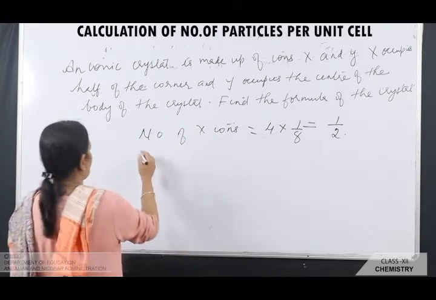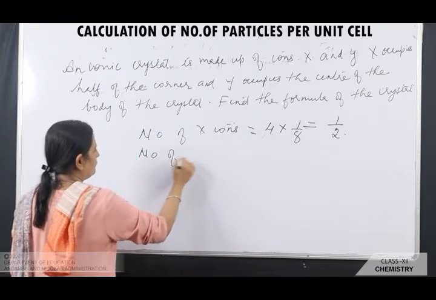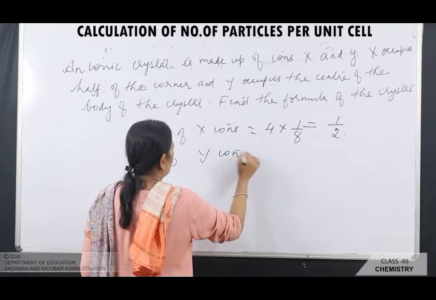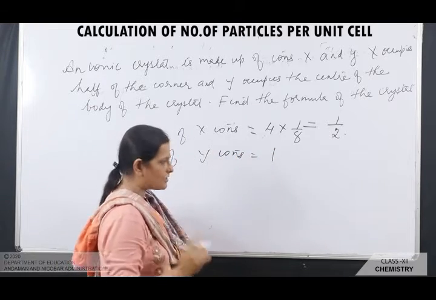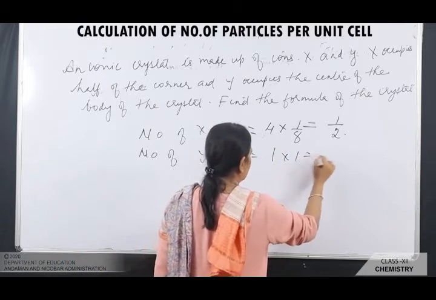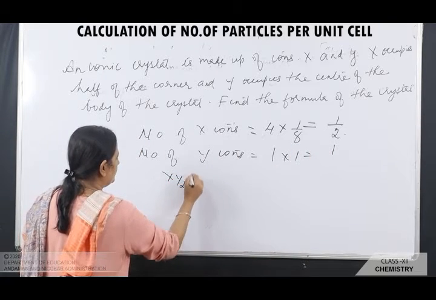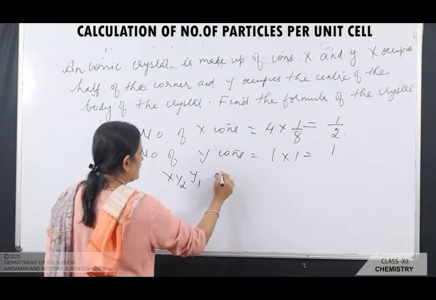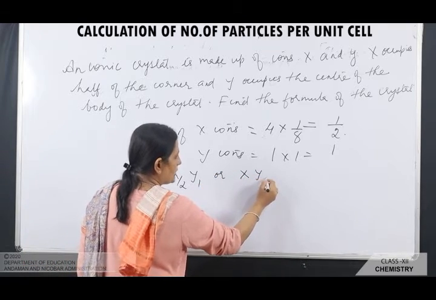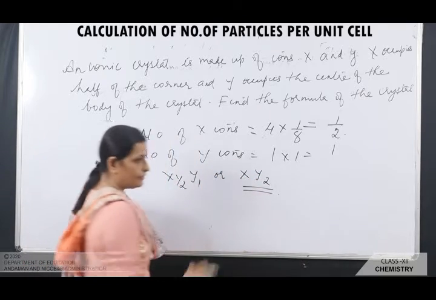Then, Y occupies the center of the body. So number of Y ions equal to what? Center of the body contribution is 1. So 1 into 1. So it is equal to what? 1. So the formula will be what? X 1 by 2, Y 1. Or you can write it as what? X, Y 2. So is it clear?